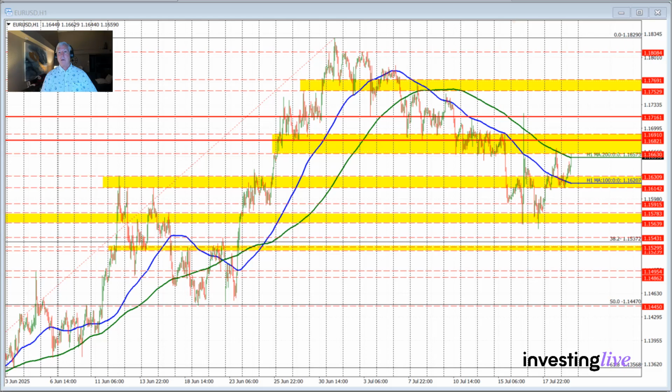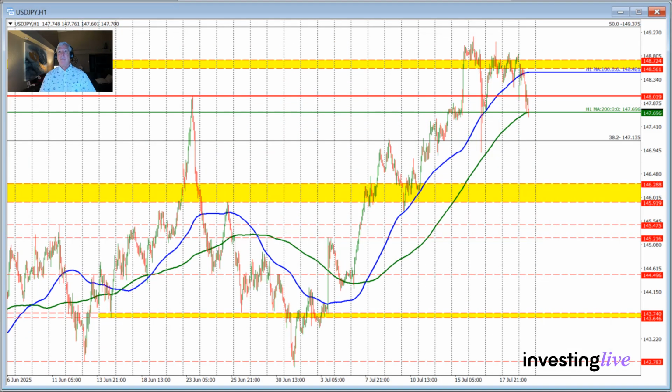Let's take a look at the dollar versus yen. As mentioned, the yen has been strengthening, and like the euro versus U.S. dollar, we're cracking below the 200-hour moving average. That's this green line right here at 147.696.